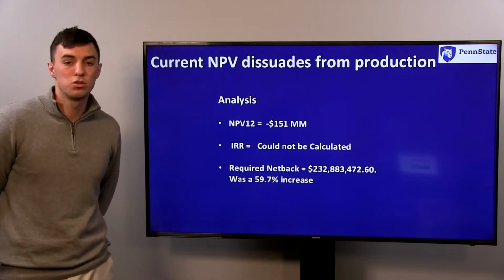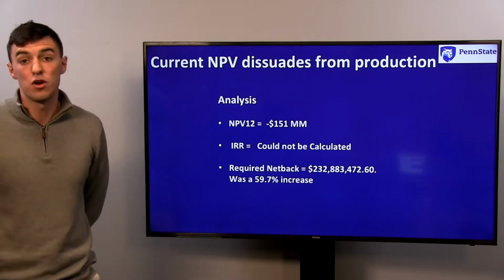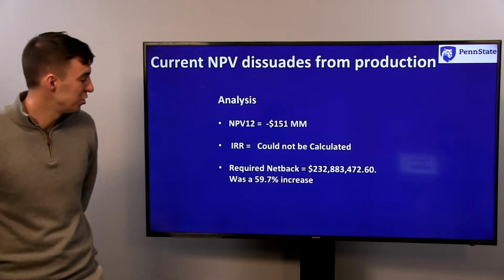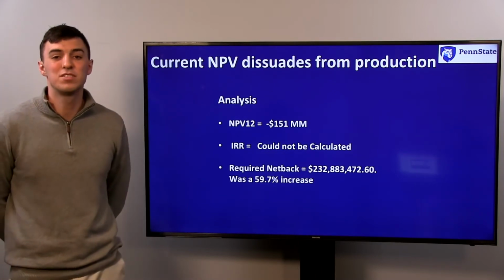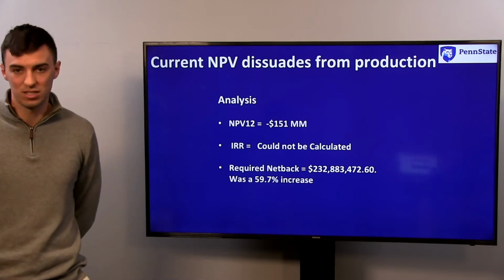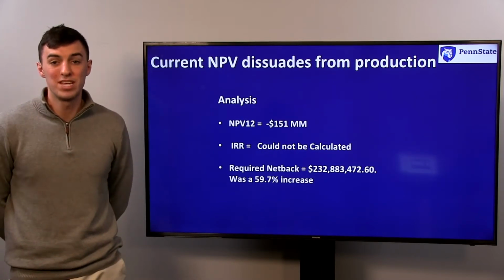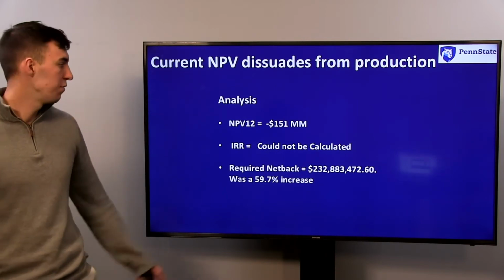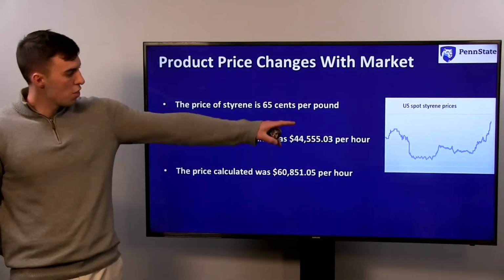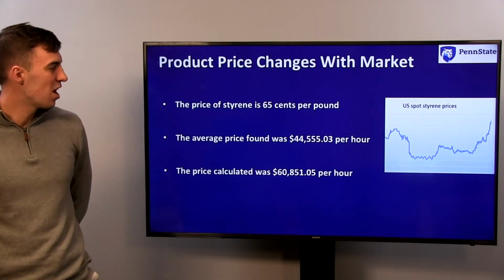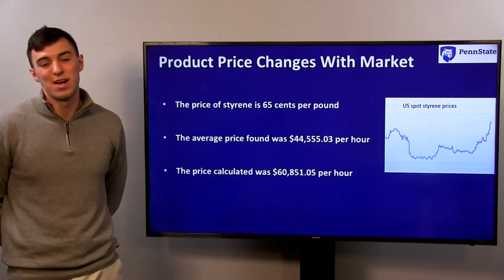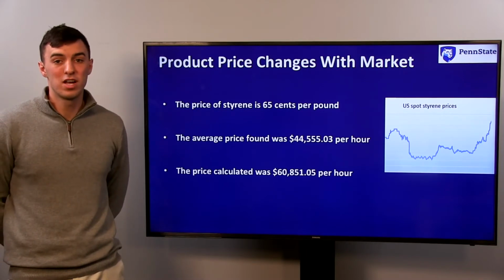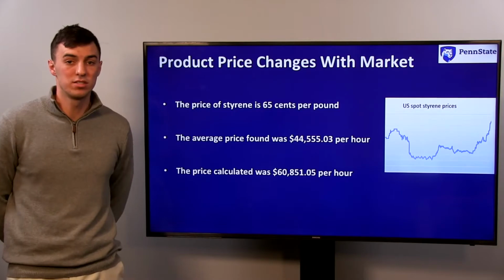The required netback to meet the minimum values we needed of $30 million for net present value and 20% after tax rate of return was over $230 million, which was a 56.6% increase from the average cost. This is a very steep increase, but if you go back to this slide, the highest cost right there was around $1,400 per metric ton, and we would need it to get to about $1,600 per metric ton. So it's not impossible, but it's very unlikely that we would be able to compete with other styrene plants in the United States.